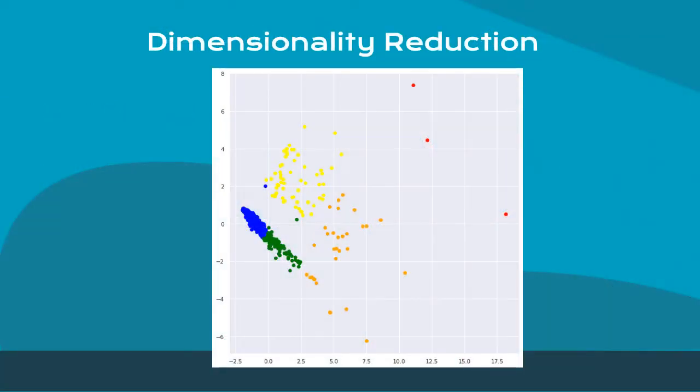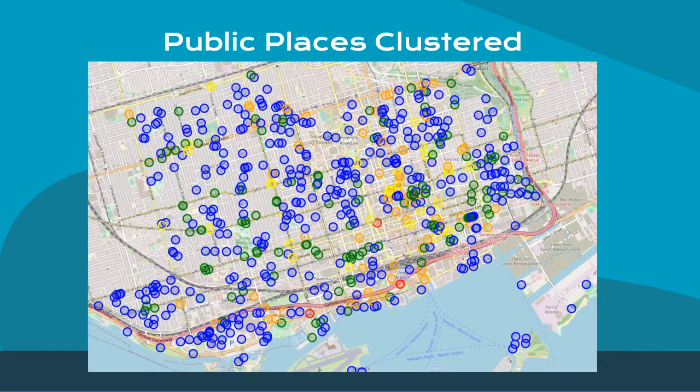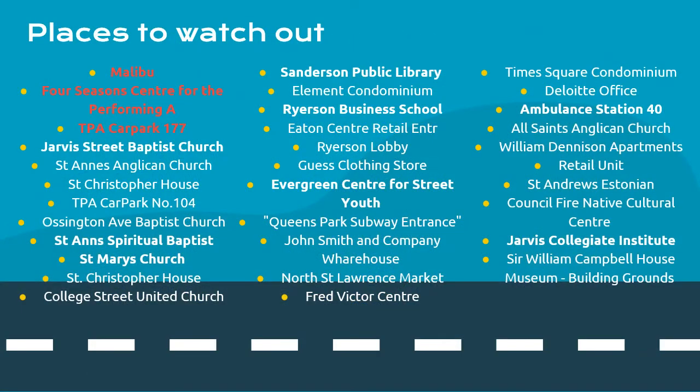After that, we implemented machine learning algorithms to reduce the dimensionality of the places and cluster the places based on those dimensions. Hence, we obtained this map of the public places in which the ones in red are the ones more prone to collisions near them. And the names of those places in red are shown in this slide.